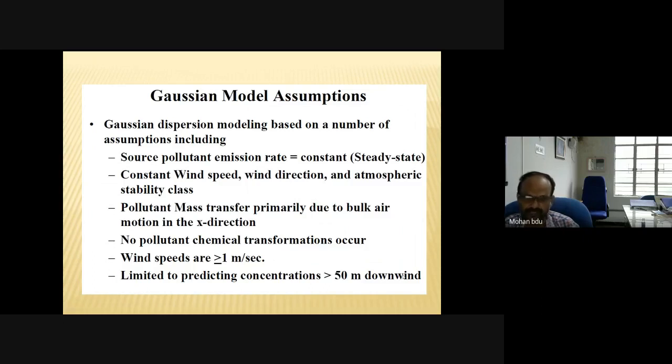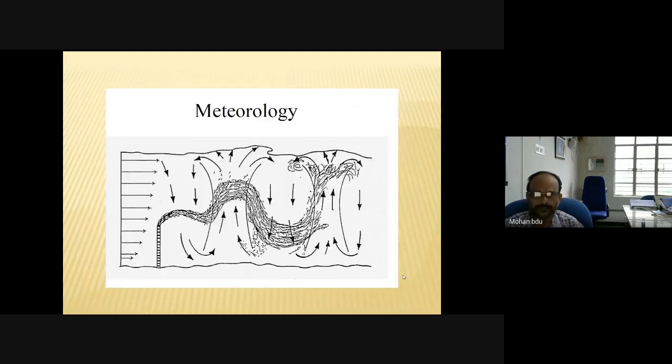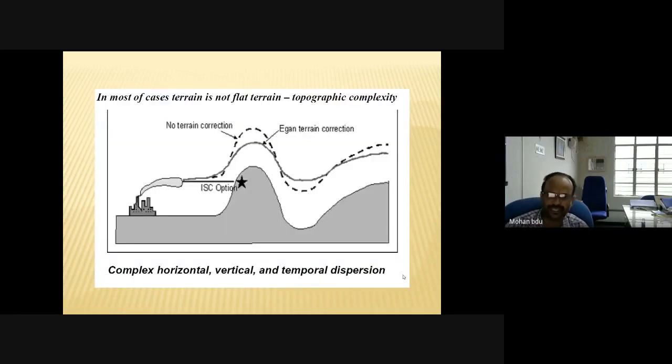And pollutant mass transfer is primarily due to the bulk air motion in the x direction, and it doesn't take into account any obstruction or terrain disturbance, and no pollutant chemical transformation occurs. That is, pollutant A and B don't react with each other and form another chemical, and it takes everything as constant. So the stability at one point is different and atmospheric stability at another point is different, and the Gaussian plume model at times does not take this into account.